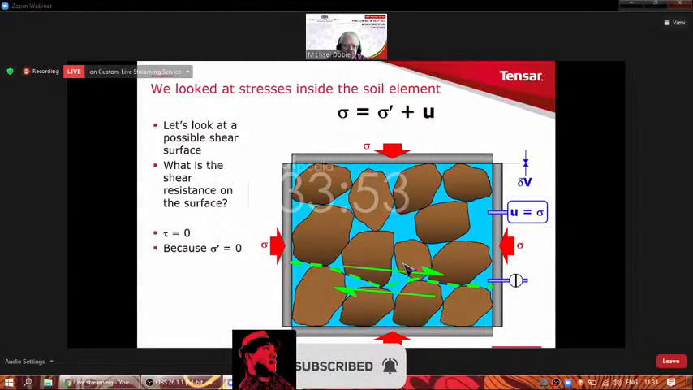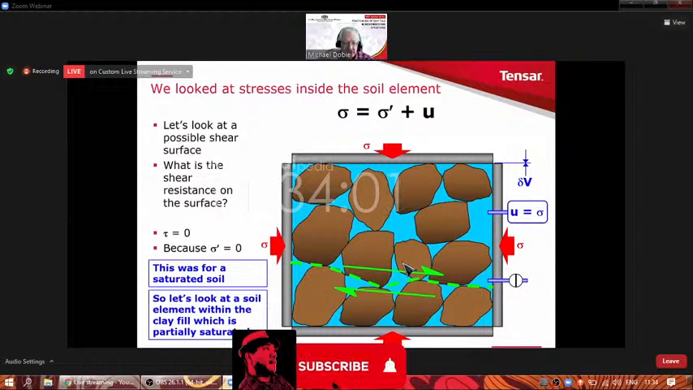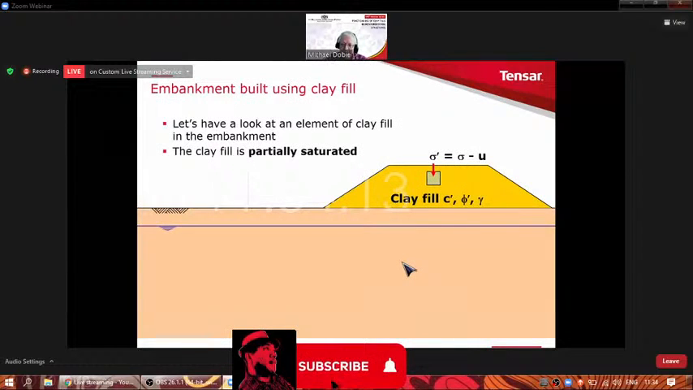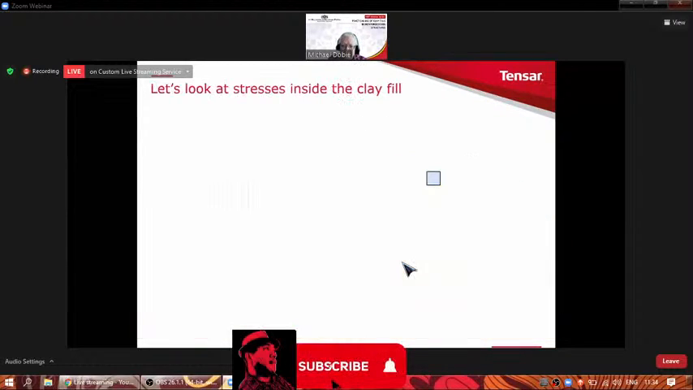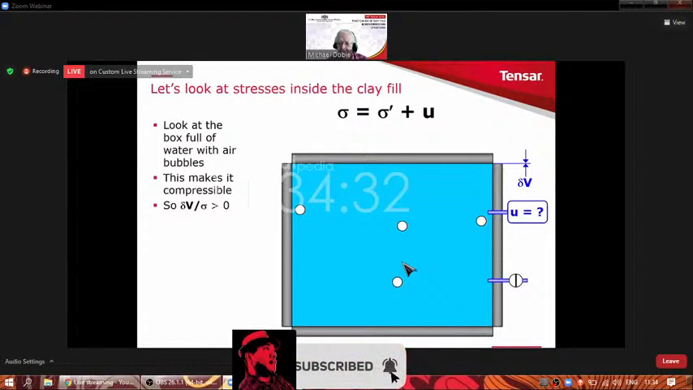Okay, so now let's leave that little discussion behind, because that was for saturated soil, and move on to today's topic. What we want to do now is to look at the soil element, in this case the clay fill, which is partially saturated. So if we go back to our little picture like this, we're now interested in the particle of clay, or that element of clay inside the clay fill embankment, which we know is going to be partially saturated. So again, we'll isolate it, we'll have a close look at it, and before we add the soil, let's just think about what happens to the pore fluid itself.